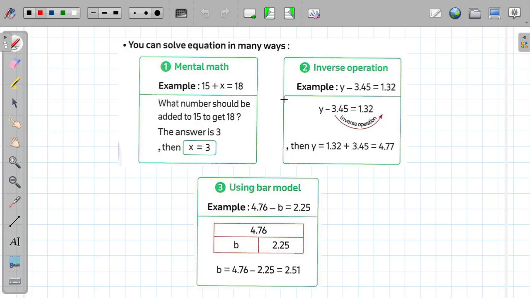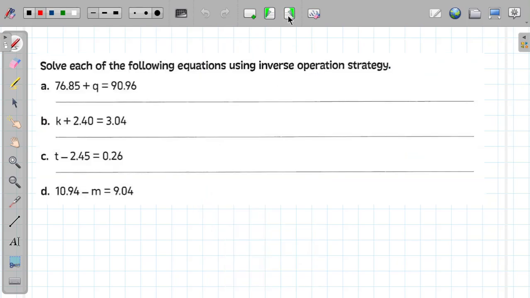Okay, let's try some examples to understand the situation well. The first one asks me to solve each of the following equations using the inverse operation strategy. Let's go. The first one: I have 76.85 plus Q equals 90.96. Here Q is added to the other number, so I will subtract 76.85 from both sides.